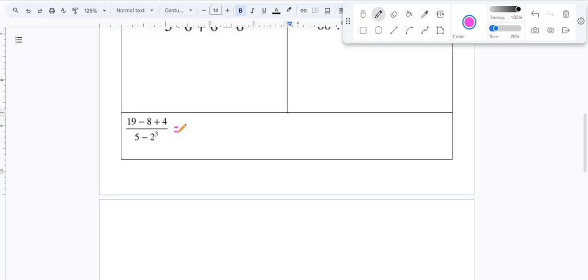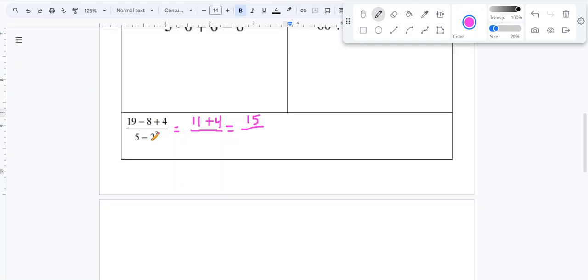So my top, let's do our top. We have 19 minus 8 plus 4. So there's no groupings, there's no exponents, there's no radicals, there's no multiply or divide. All that's here is add and subtract, right? So we do it from left to right. 19 minus 8 would give me 11, right? So I would have 11 plus 4 on my top. Okay, and then I can keep going. 11 plus 4 would give me 15. I would have 15 on top. All right, so now I'm done with the top of my fraction, the numerator of my fraction.